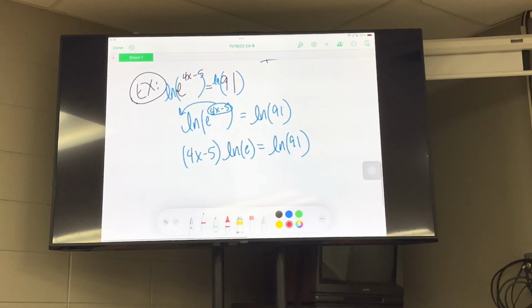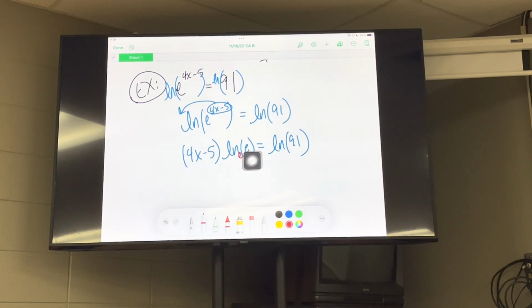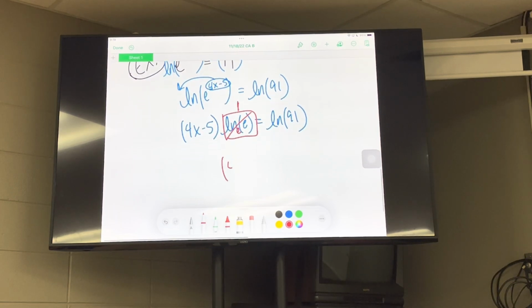Before we go further, what is the base on natural log? E. So e to what power will give me e? 1. E to the first power is just going to give me e. So this is actually just 1. So 1 times anything is just itself, so it doesn't change it at all. So I can just write down 4x minus 5 equals the natural log of 91.